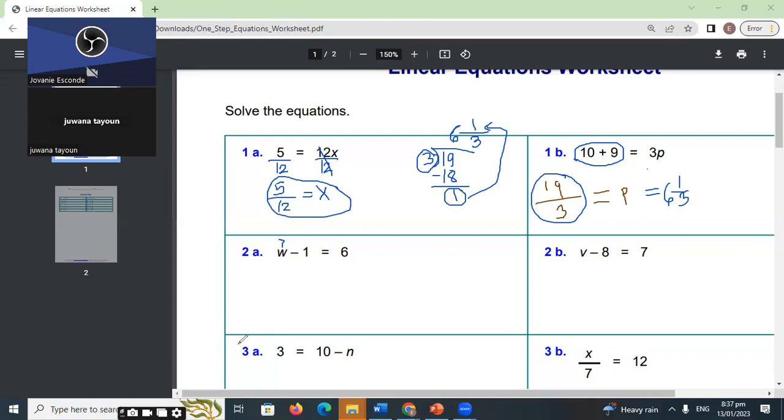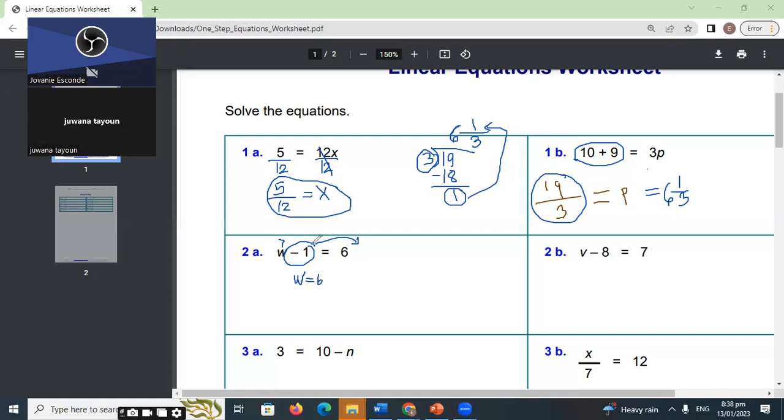Is it negative 1 or 6? Because we have to put them beside. Do we put the -1 after the 6? Yes, that's right. So since we have here a variable of W, this one, negative 1, should be transferred to the other side. Okay? So that W will be alone in the other side. And W is equal to 6.